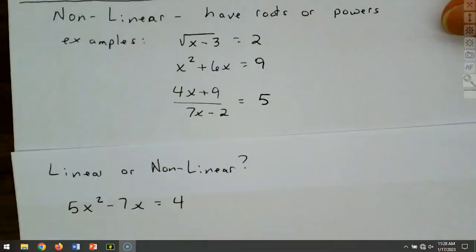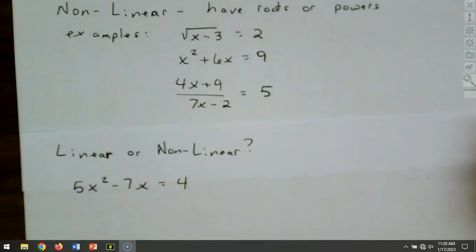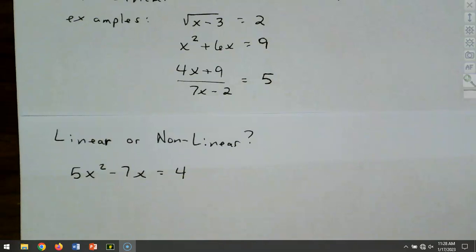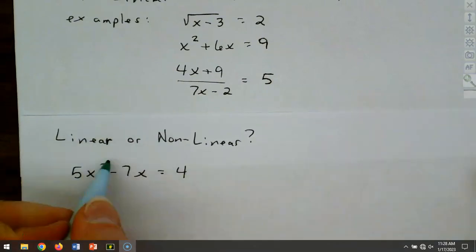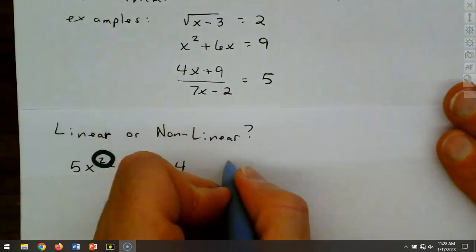Linear or nonlinear? Can someone tell me if this is linear or nonlinear? Nonlinear. What makes it nonlinear? Yep, the power. So this x squared right here, that's what makes it nonlinear. So this is nonlinear.